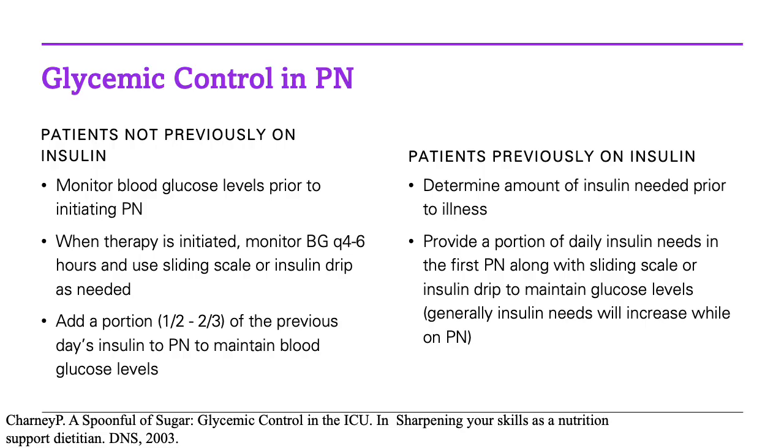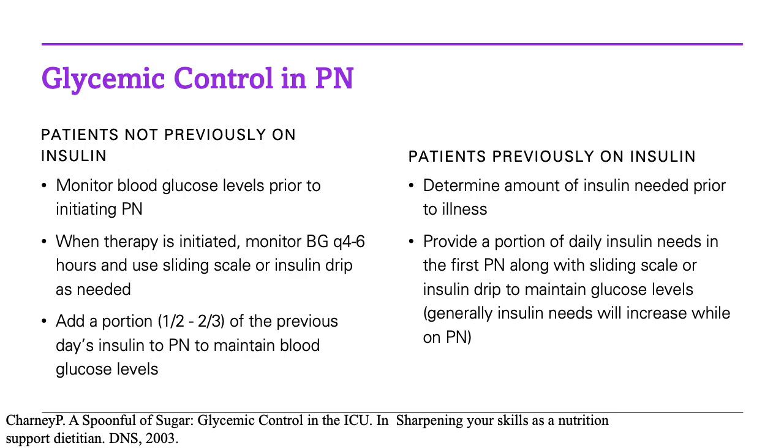And then we want to try and add a portion, 1/2 to 2/3 of the previous day's insulin to the PN to maintain blood glucose levels. Now, if your patient was previously on insulin, we can determine the amount of insulin that was needed prior to their illness, and then we can provide a portion of the daily insulin needs in the first bag of PN along with sliding scale or the insulin drip in the ICU to maintain glucose levels.